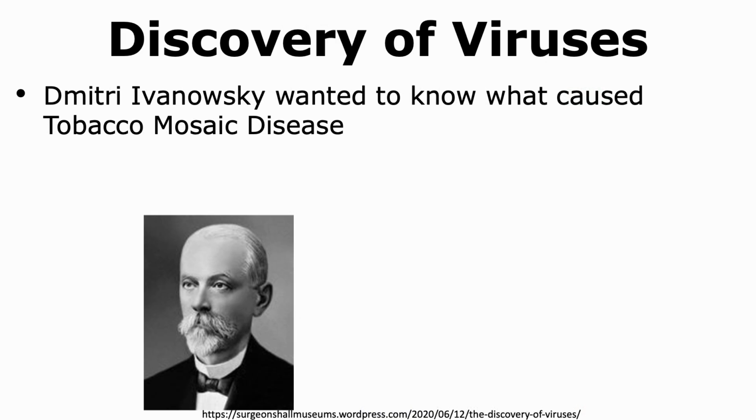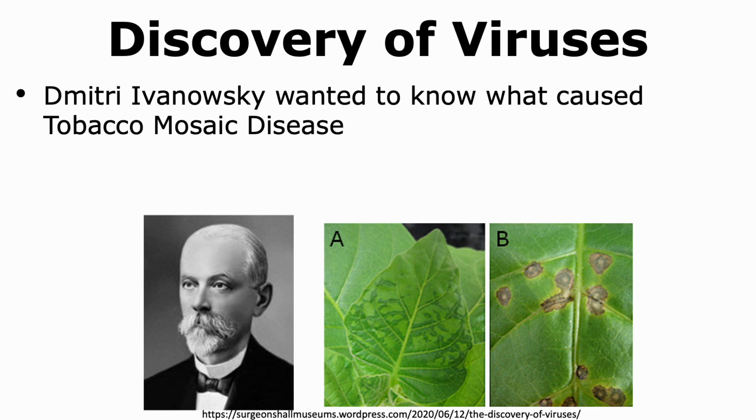In order to know about the discovery of viruses, we need to know about the scientist Dmitry Ivanovsky. Dmitry Ivanovsky wanted to know what caused a disease in plants called the tobacco mosaic disease. In this disease, the leaves of the tobacco plant showed signs of stress and they died. The tobacco mosaic disease caused a lot of problems with tobacco plants, which was a very important crop at that time. Now we are talking about the 1800s.